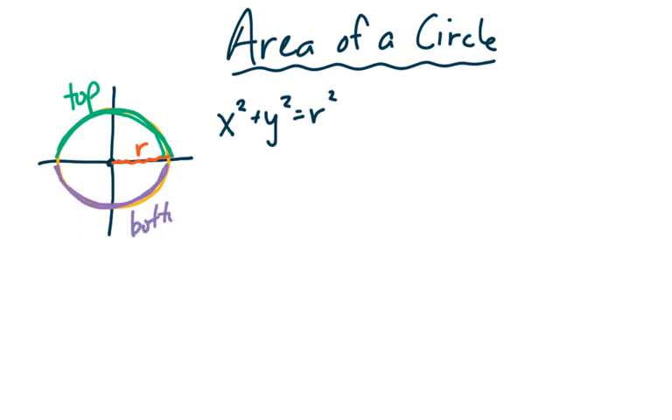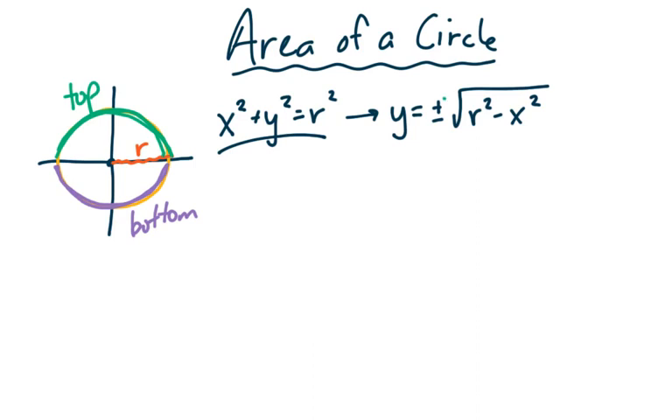Which means in order to take the integral, you're going to need equations. So we're going to need to take this formula that I have here and solve for y, so we can have the y top and the y bottom. All right, so if you solve for y, you should get y equals plus or minus the square root of r squared minus x squared. All right, so I think the top would be the plus and the bottom would be the minus.